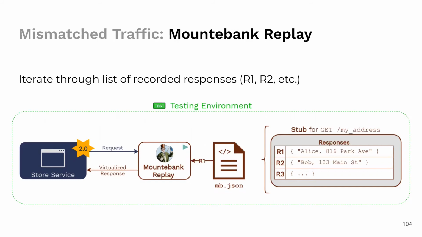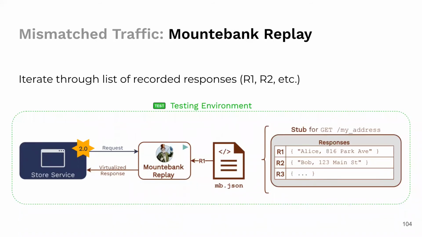And so here, with each request for my address, Mountebank will return R1. And if there's another my address request, it will return R2. And if there's another one, it will return R3, and so on, until it reaches the end, and then it will loop back to R1.